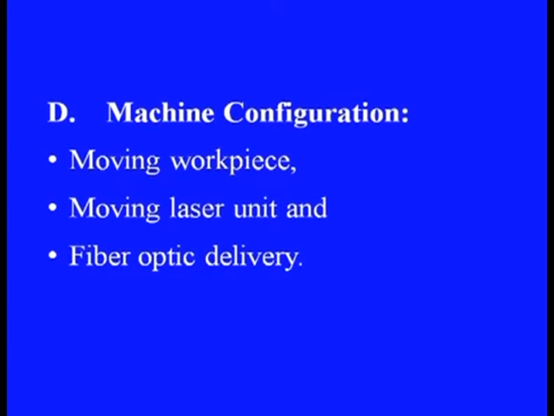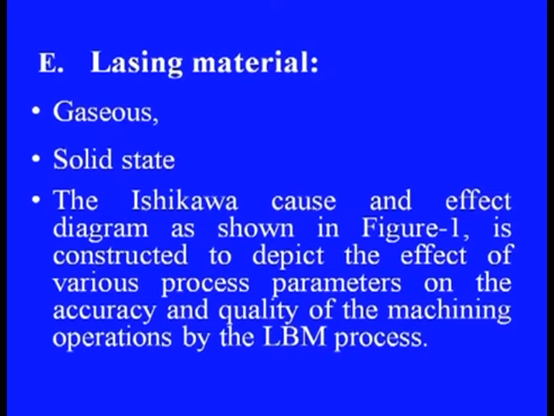The fourth category of parameters are related to machine configuration. These include whether the workpiece is moving or not, then the moving laser unit, and then fiber optic delivery. The fifth group of parameters are related to lasing material, whether the material is gaseous, whether the material is of solid state, etc. As we have already discussed, carbon dioxide is one of the most important gaseous lasing materials widely used in the industries, and then ruby and neodymium yttrium aluminum garnet are two solid state materials used very widely for lasing purposes.